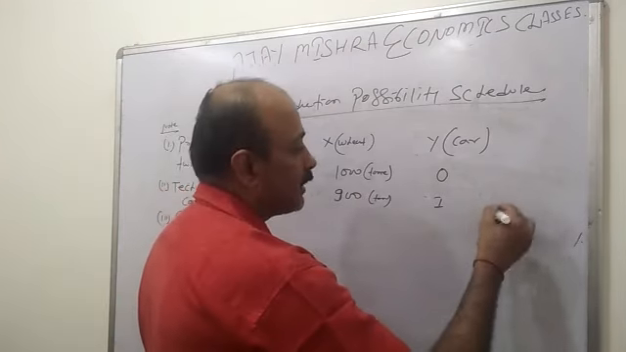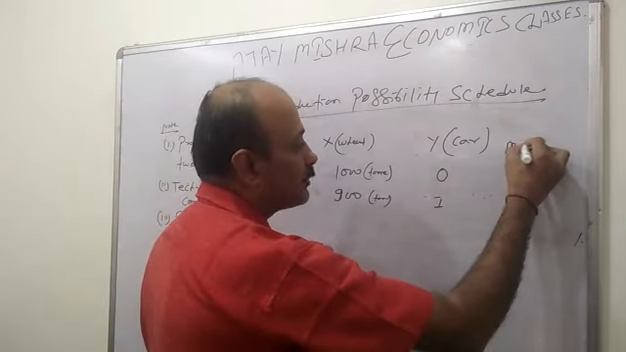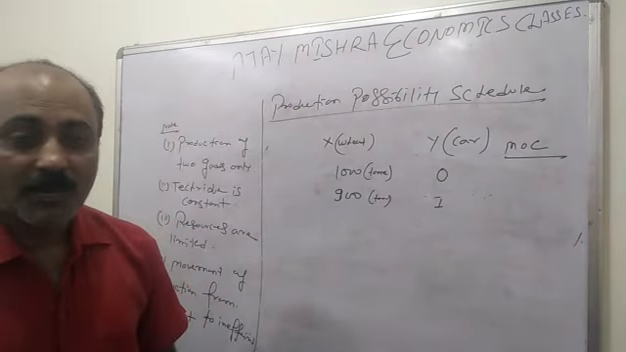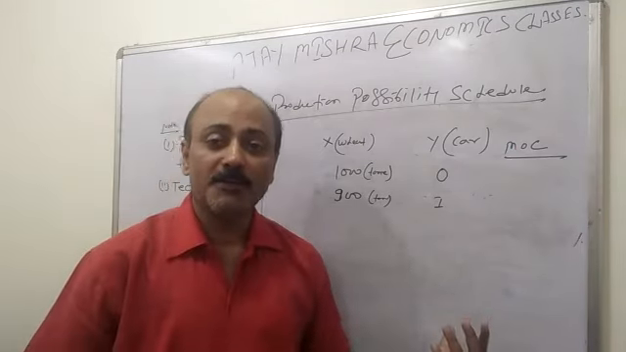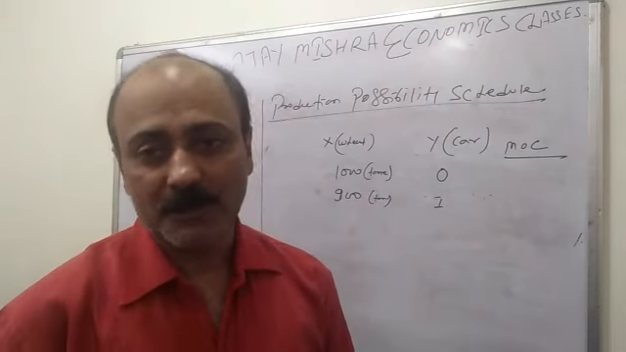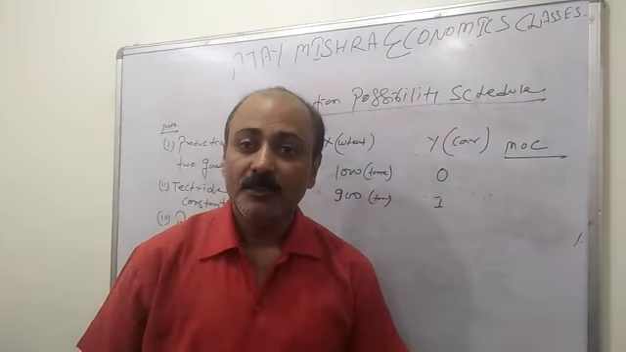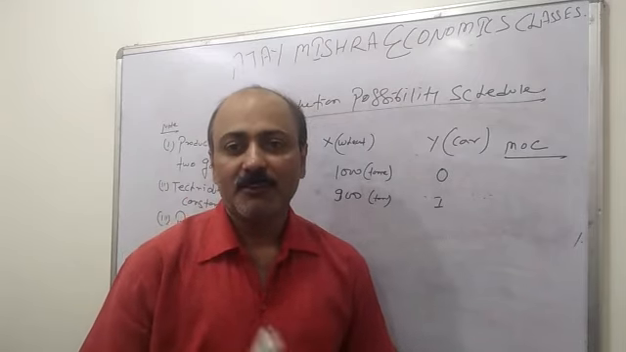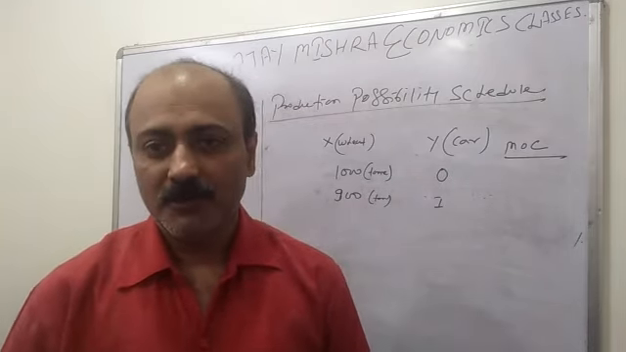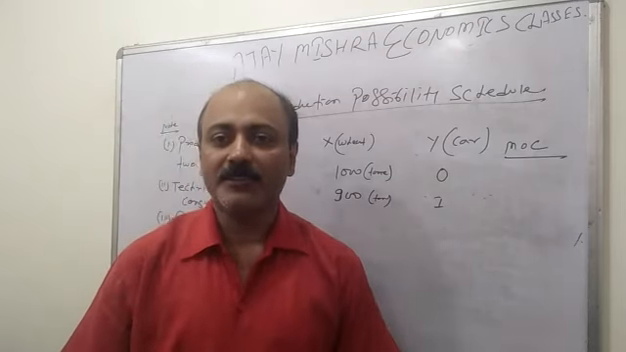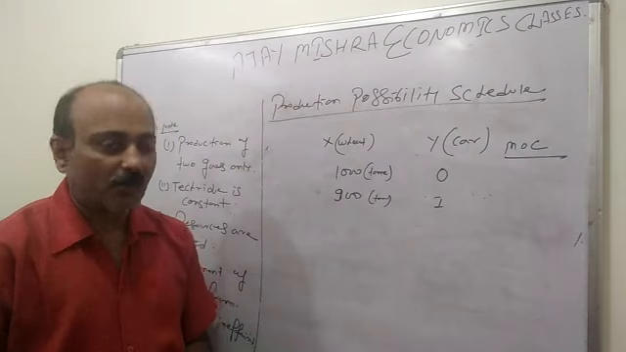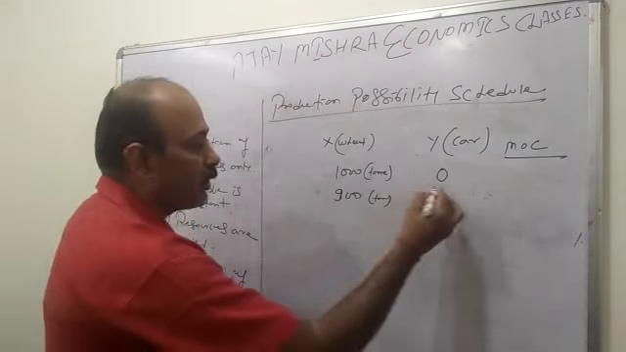This is called MOC, marginal opportunity cost. Now you can ask me, what is opportunity cost and what is marginal opportunity cost? I have already discussed this in the previous class. The opportunity cost is the cost which is sacrificed for the production of one additional unit of alternative product.